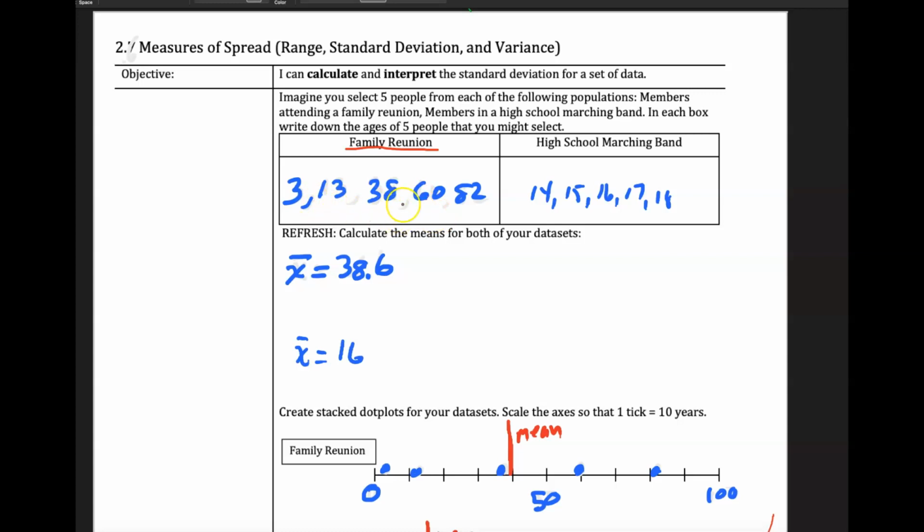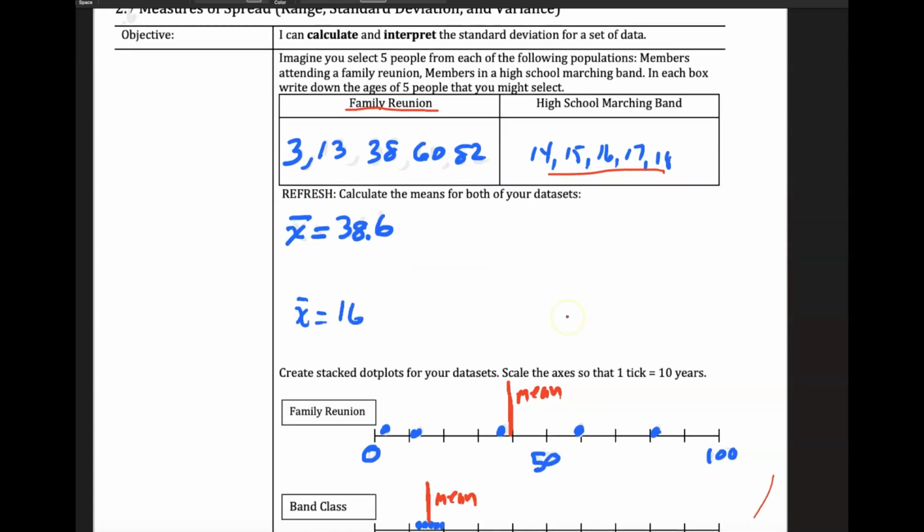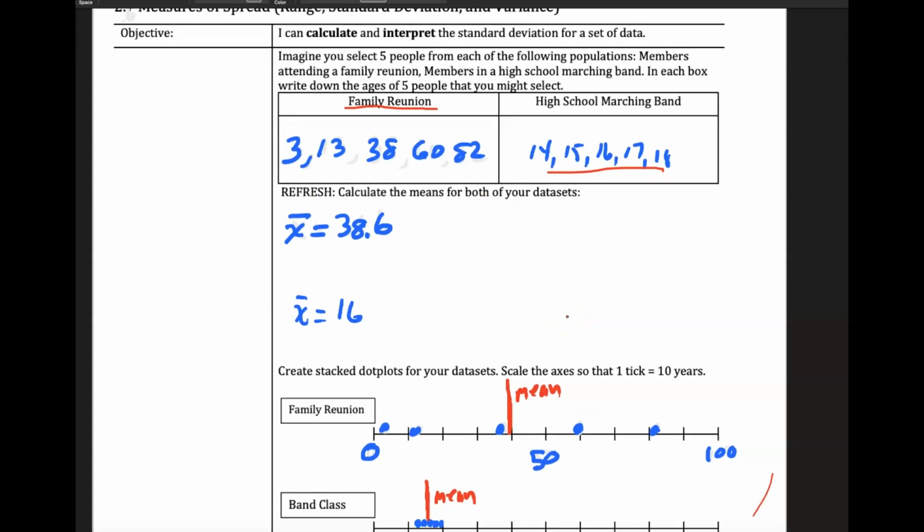And when we have data like this, we want to measure this spread. We want to measure its variance. Another term is dispersion, how spread out it is. Versus if you were in a high school marching band, this would probably be its spread. It would not be that much difference from the youngest to the oldest, versus in a family reunion. And that's what we're looking at to measure these values.